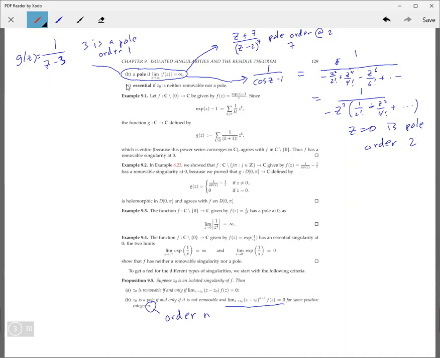Okay, and the third one is it's essential if it's neither removable nor a pole. The classic example of that would be this one right here, the exponential function of 1 over z. The limit as z goes to 0 of exponential of 1 over z does not exist, actually.